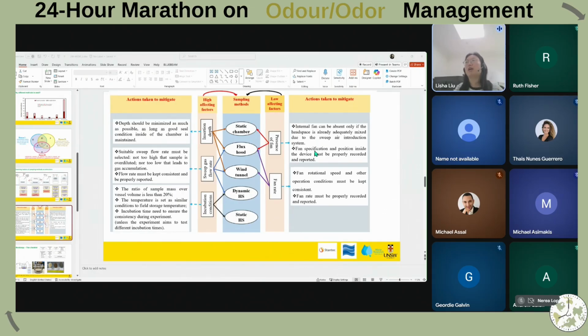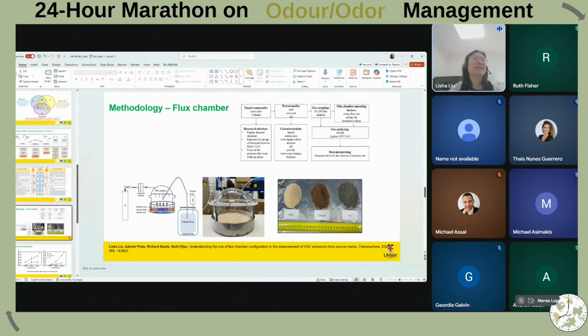If an internal fan is not really needed, say the headspace of the chamber is well mixed, you can skip it. But if you really want to use a fan, you need to make sure the fan speed, position, and specification are clearly recorded and kept consistent while you are doing the sampling. Overall, the message from this table is that method repeatability depends not only on the device type, but also on how consistent these parameters are controlled and reported.